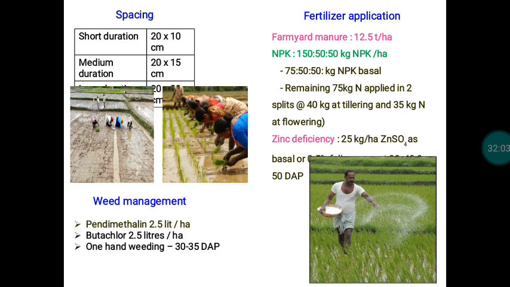And the remaining 75 kg of nitrogen is applied in two split doses, one at tillering, second at flowering. So at the time of tillering we have to apply 40 kg, and the remaining 30 kg should be applied at flowering.